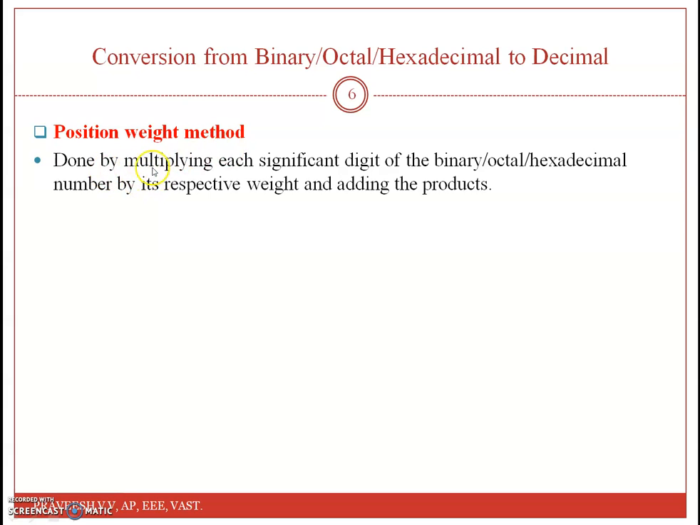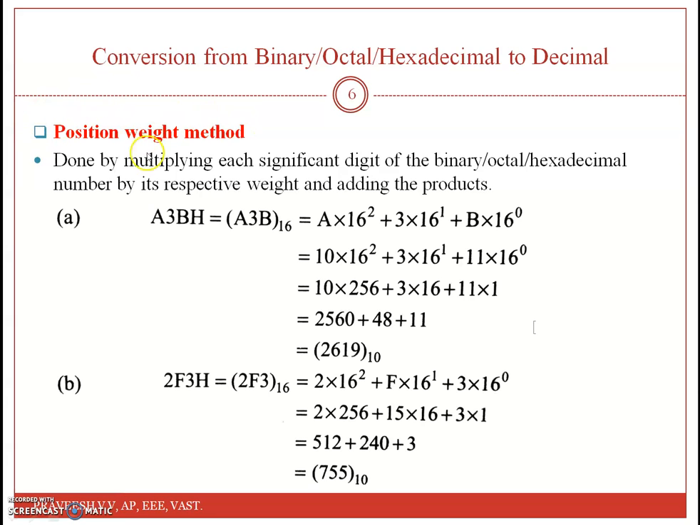So the method is done by multiplying each significant digit of the binary, octal or hexadecimal number by its respective weight and adding the products. Here I will discuss only two examples of hexadecimal to decimal conversion, and the other cases are similar; you can do those. Considering the first case, A3BH. It is in hexadecimal, and I am converting it into decimal.